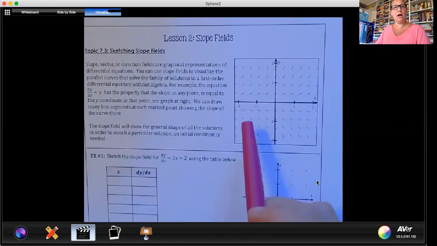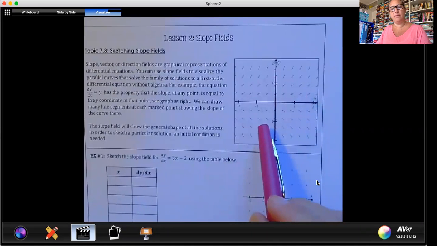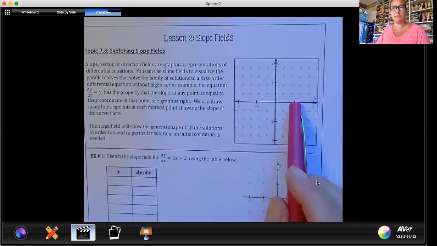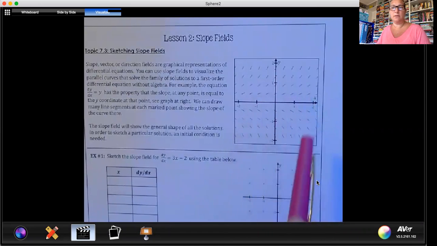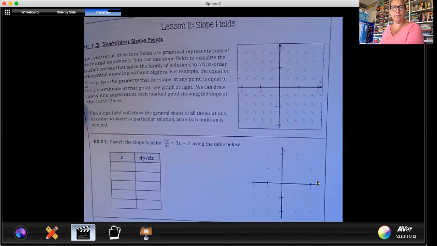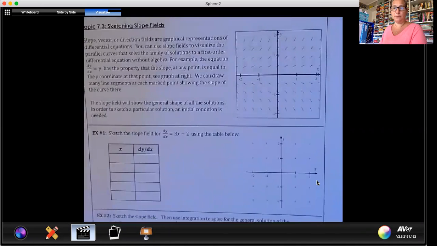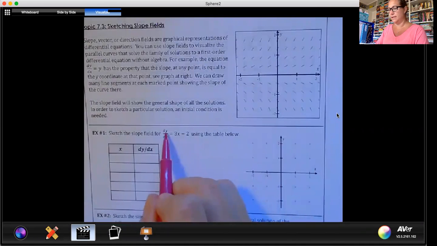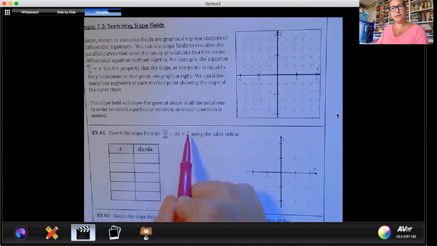Basically all you have to do to create a slope field is use a differential equation, plug in a point, find the slope, and draw these little lines which represent the slopes at those points. Now the easiest ones only have one variable. Also, the easiest ones only have a few points, like this one. So we're going to look at dy/dx equals 3x minus 2.